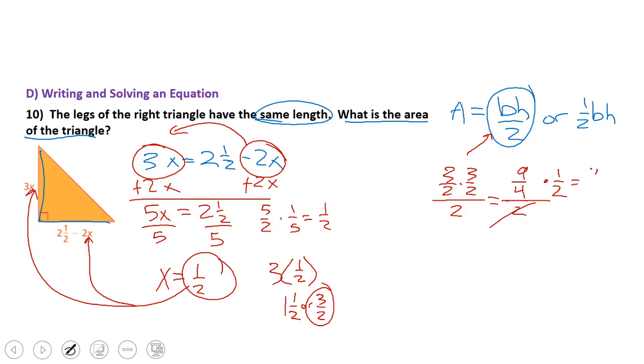And that gives me 9/8, which is 1 1/8. And it's area, so it's got to be some units squared. So the area of that triangle is 1 1/8 units squared. Ladies and gentlemen, pause the video, write it all down, and join me when you're done for example 11.